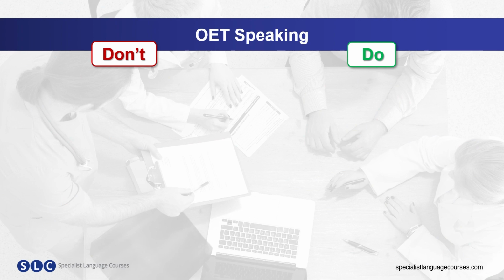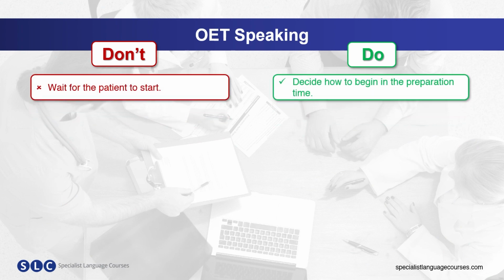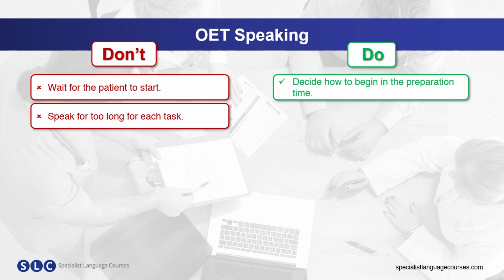There are many things you can do to improve your score in the speaking test. Here are my do's and don'ts for the OET speaking. Don't wait for the patient to start. Do decide how to begin in the preparation time and begin the role play confidently. Don't speak for too long for each task. Remember, you only have 5 minutes for the whole role play.